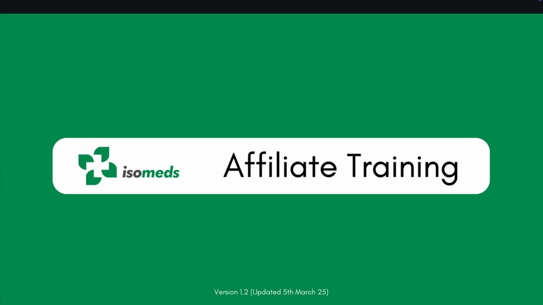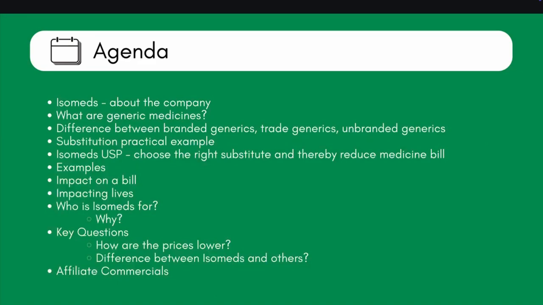I am from Isomed's marketing team and this is our affiliate training video. In this video, we are going to cover some of the important things that an affiliate needs to know before starting as an affiliate. Basically, what is Isomed, what is generic medicine, what are substitute medicines, how we are different from other marketing companies and other e-pharmacy companies, right? What are the examples of substitute and generic medicines? What is the impact on the bill to the customer? How are we impacting lives? And obviously about the affiliate program and its commercials.